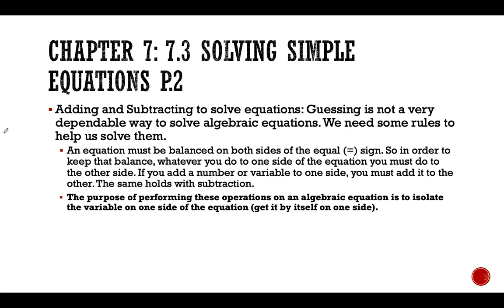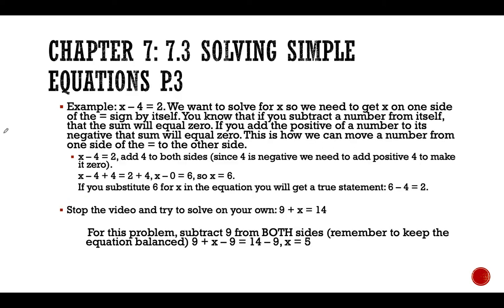If you add a number or variable to one side, you must add it to the other, and the same is true with subtraction. If you subtract something from one side, you must subtract it from the other. The whole purpose of performing these operations on an algebraic equation is so you can isolate the variable on one side of the equation. Get it by itself on one side to solve the equation.